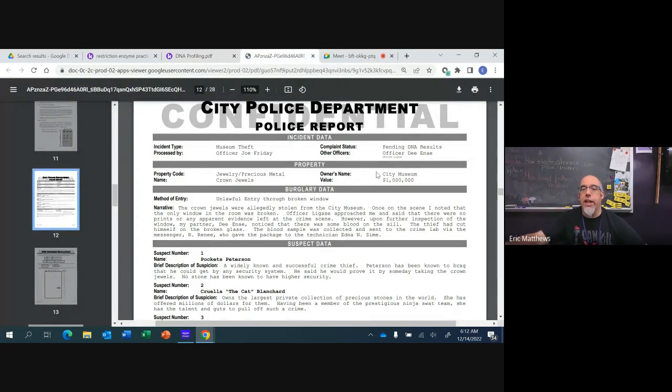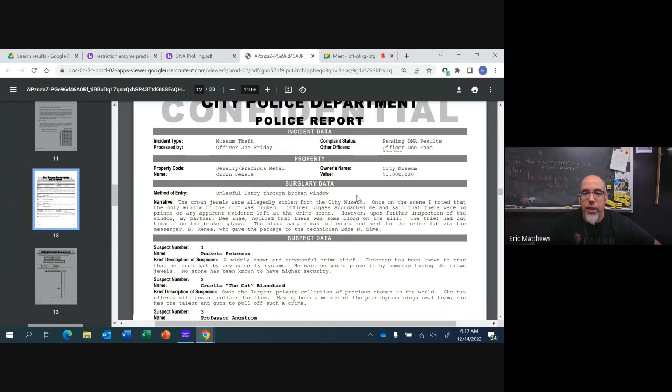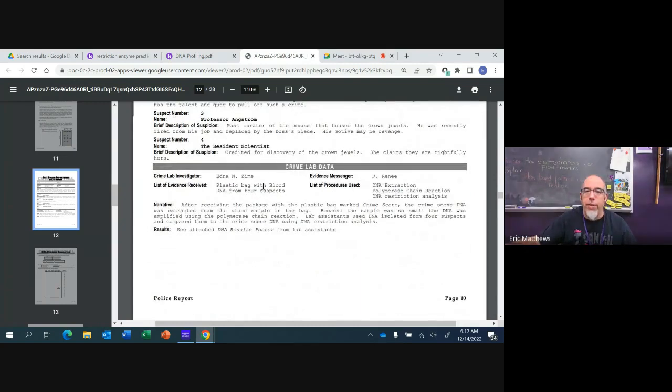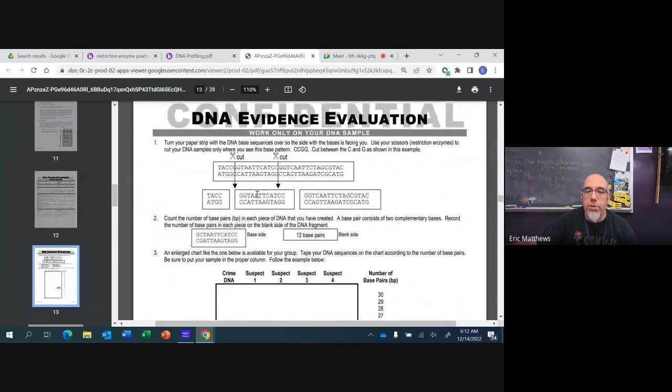All right, this is a police report regarding theft from a museum, I believe. Yes, from the City Museum, the crown jewels were stolen. We have 4 different suspects. Now, you can read through this, you can read through how things happened and whatever, but ultimately what we're going to be looking at is this.